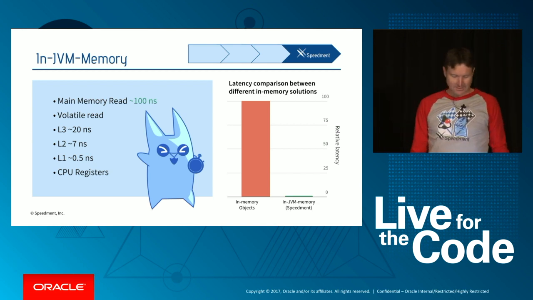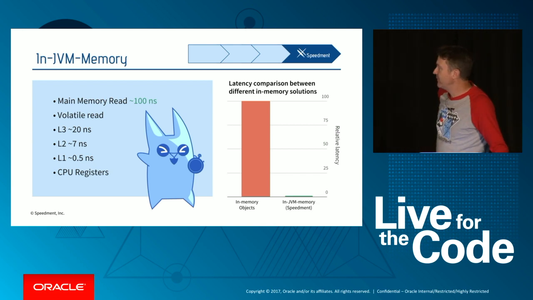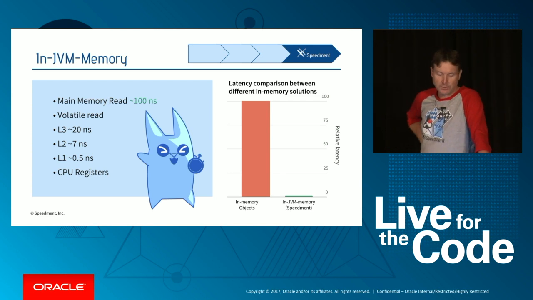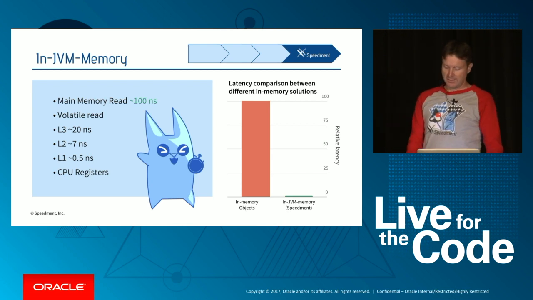Okay. But of course, we have caches in the CPU. So an L3 is 20 nanoseconds, L2 is 7, and L1 is maybe half a nanosecond. And the CPU registers themselves are by definition 0. So we need to work with that kind of model instead of working with the other solutions.